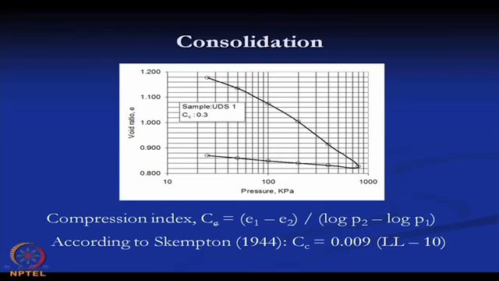The compression index Cc is equal to (e1 minus e2) divided by (log P2 minus log P1). Here e1 is the void ratio corresponding to pressure P1 and e2 is the void ratio corresponding to pressure P2. So Cc is basically the slope of this loading path. According to Skempton, we can also determine Cc as 0.009 times (LL minus 10), where LL is the liquid limit. In this way also we can determine the value of Cc.